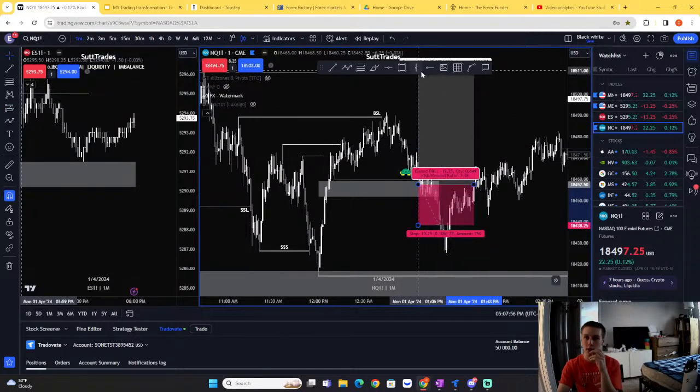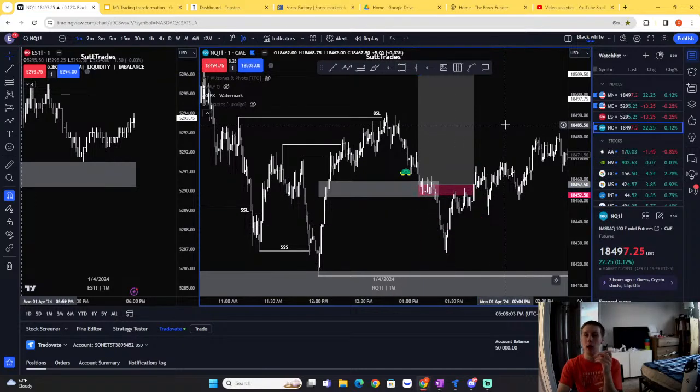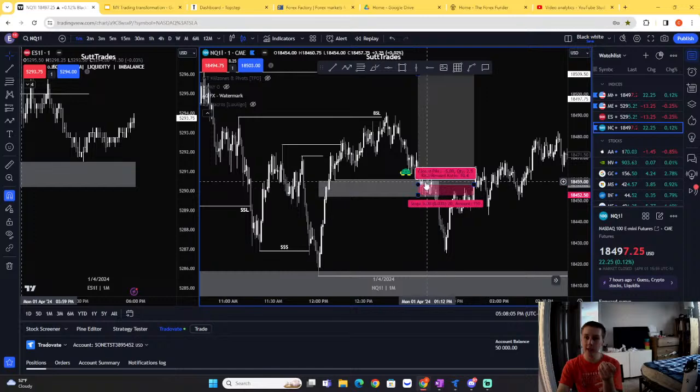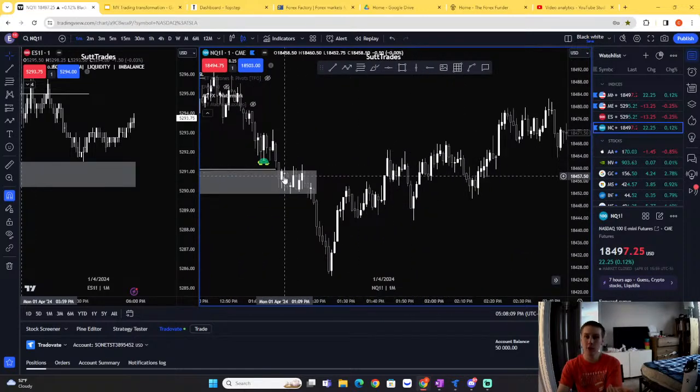Around here, trying to target all the way up here. I end up getting stopped out with my stop right here. What did I do wrong on this trade? I tried to take a soup before the displacement. We don't get any displacement. I enter right here off of this candle.